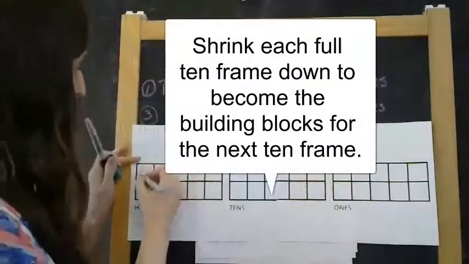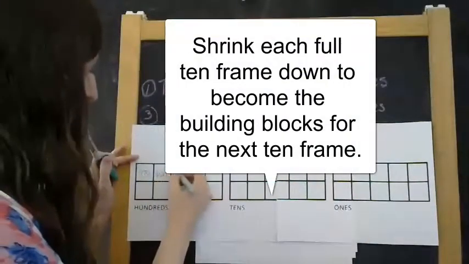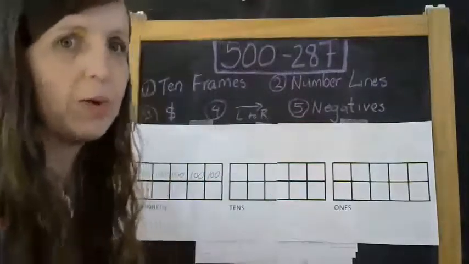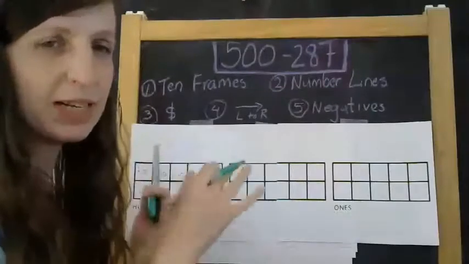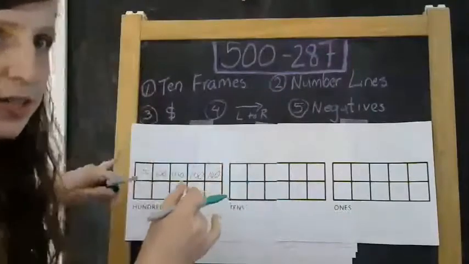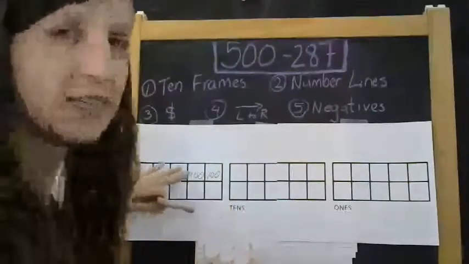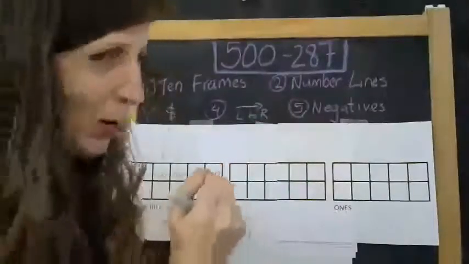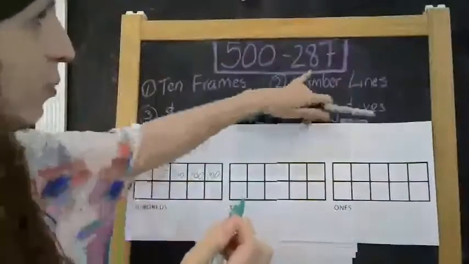500. Okay, so right away we're making it a little more of something that's less abstract. You can literally see 500s there. It's best if you actually have this shrunken down 10 frames, but this will work. Okay, so we want to take away 287.